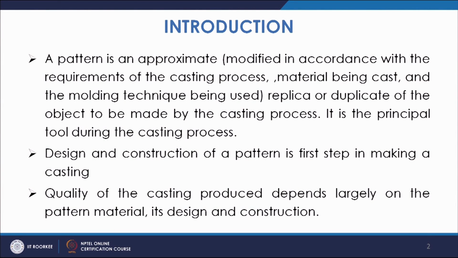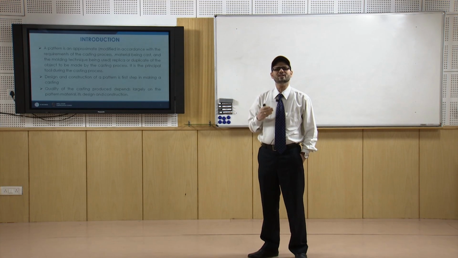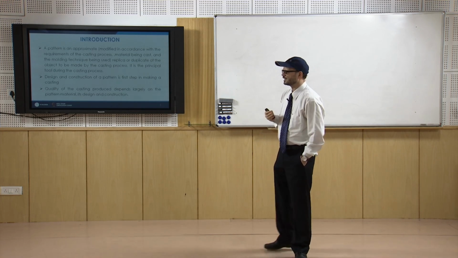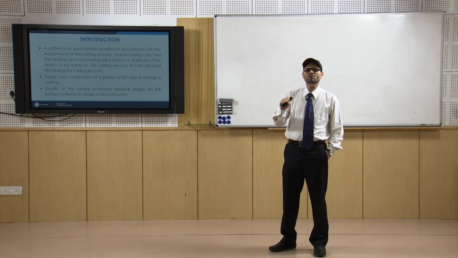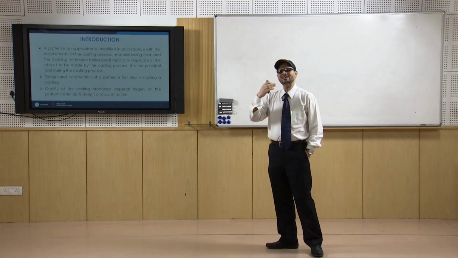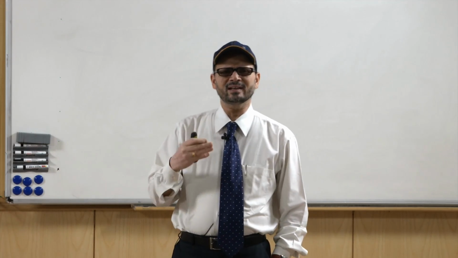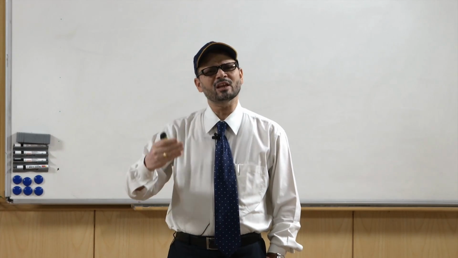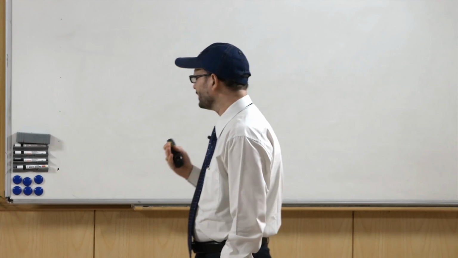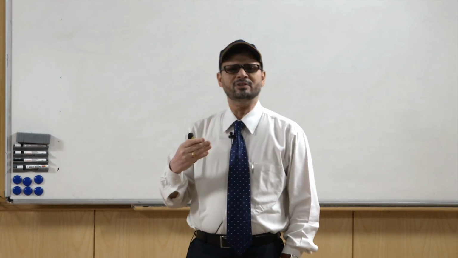Now, we know that in casting we are using molten metal. We have solid state metal which is converted to a liquid state, and then it has to be poured in a cavity. The cavity has to be made, and certainly the cavity shape will be the same as the casting shape. Now, the problem is how to make this cavity.